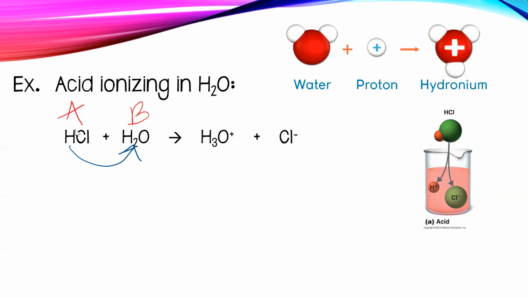So once again, this acid is going to ionize, break apart into ions. The H becomes positive, the Cl becomes negative, and the water picks up that positive H. So the H is given to the water, and it's now H3O positive, and chlorine is negative. So when you're showing ionization reactions, be sure that you're labeling the acid and the base and actually showing what happens.